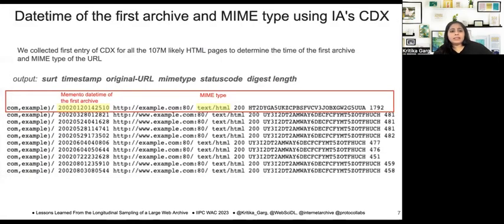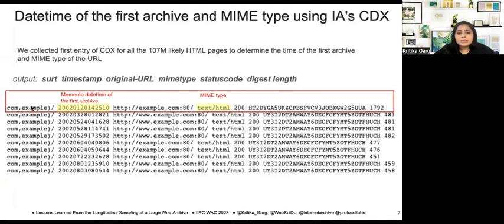Then we collected the very first entry of CDX for all 107 million likely HTML pages. This gave us the first time the URLs were archived and their MIME type. For example, looking at the first entry of the timemap of example.com, we can tell that it was first archived in 2002, and we can see that it's an HTML page as its MIME type is text/html.